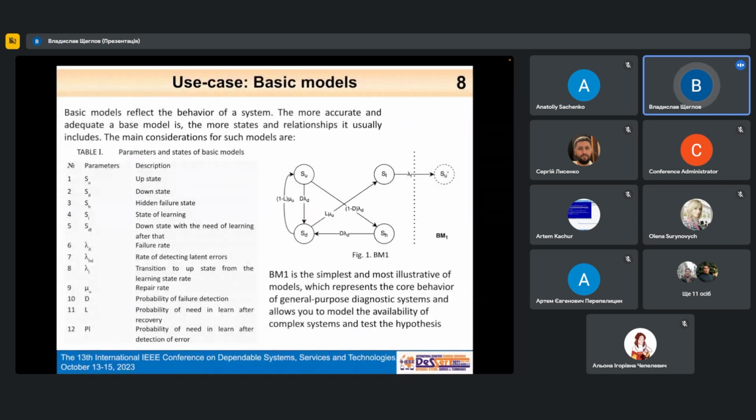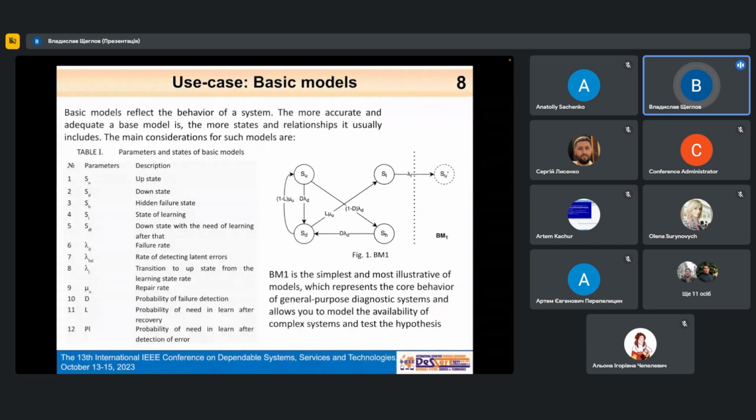So let's see how to build basic models. Basic models reflect the behavior of the system. They are quite abstract. As you can see in figure 1, this is just a Markov chain model with a few states and transitions. But at the same time, this dashed vertical line separates one main fragment from the rest of the abstract fragments that should be synthesized when we build the multifragmental model.